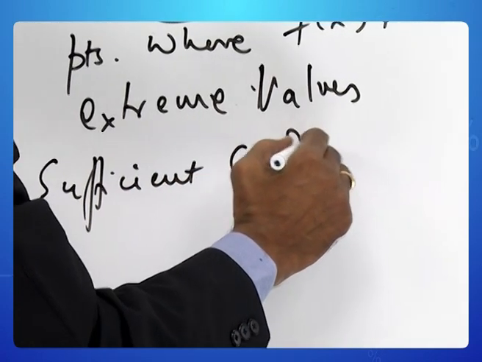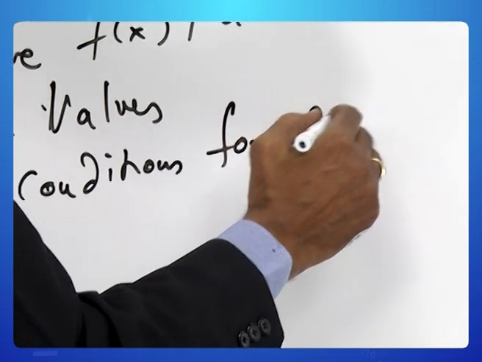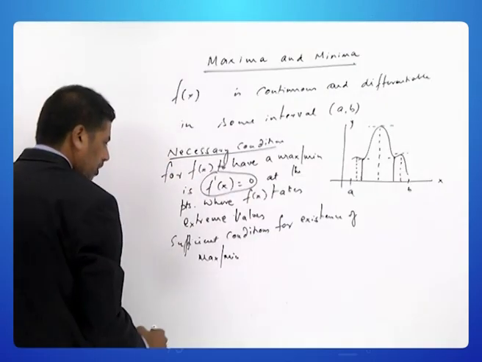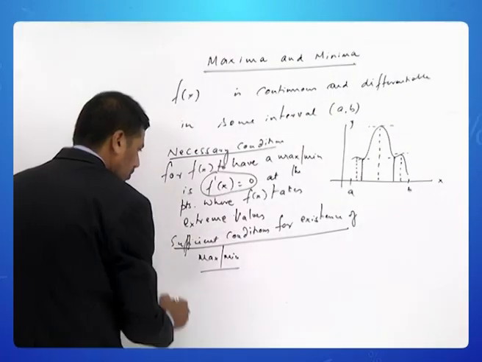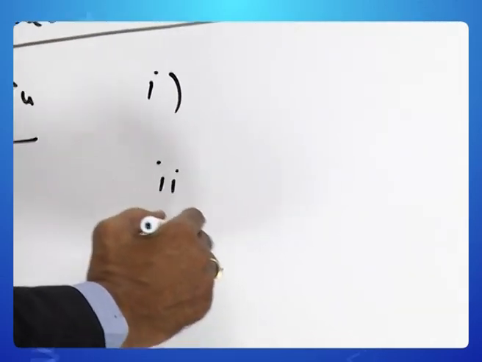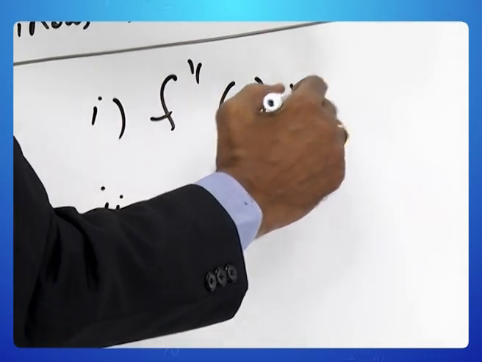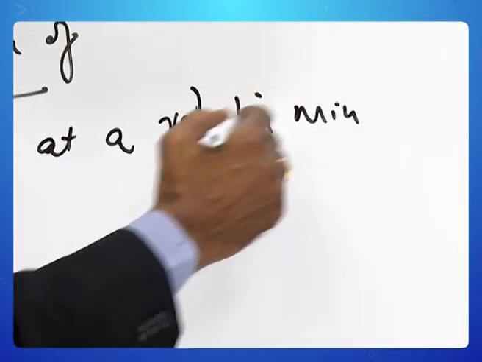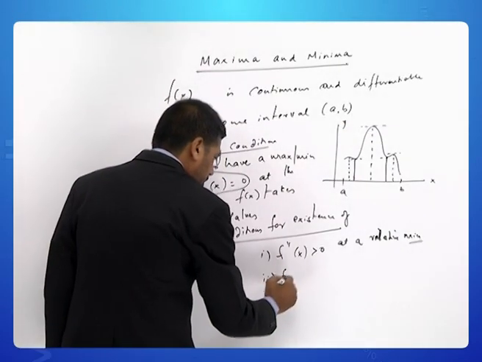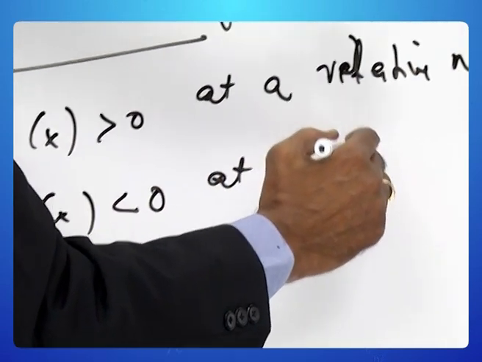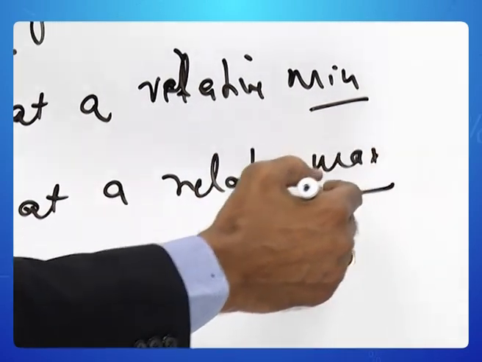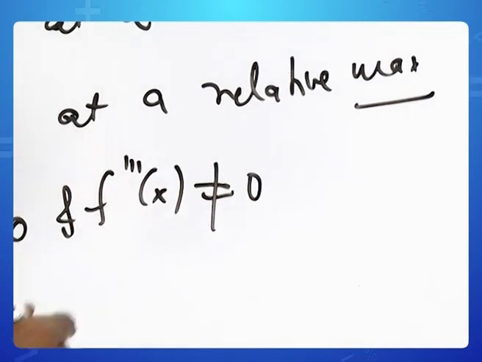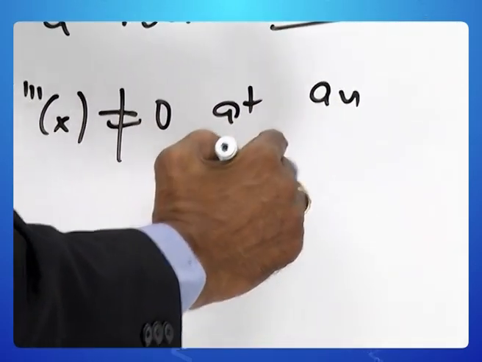When it comes to the sufficient conditions for existence of maximum or minimum, there are generally three aspects: f double dash x greater than 0 at a relative minimum, f double dash x less than 0 at a relative maximum, and f double dash x is equal to 0 and f triple dash x not equal to 0 at an inflection point.